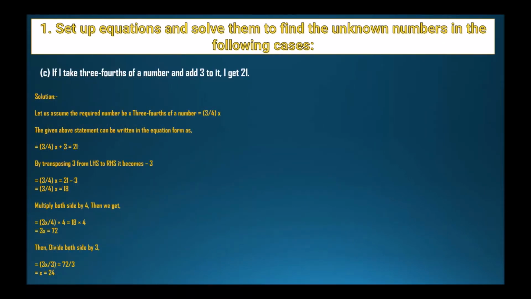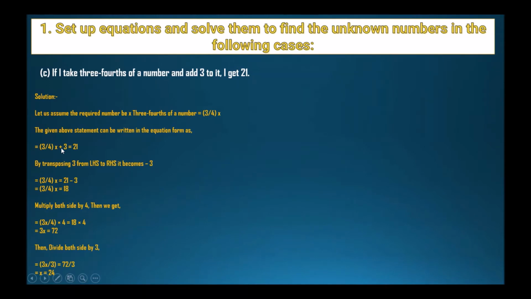Next, if L takes 3/4 of a number and adds 3 to it, L gets 21. Now the required number is x. So 3/4 of a number means 3 upon 4 x. We have to add 3 to it, so we will get 21. So we will write 3 upon 4 x plus 3 equals 21.